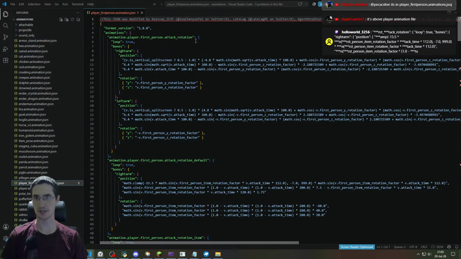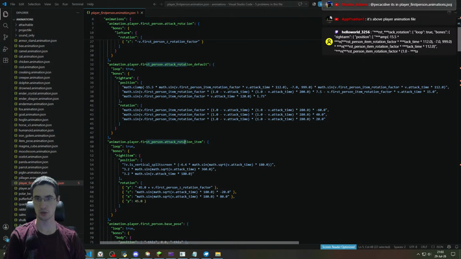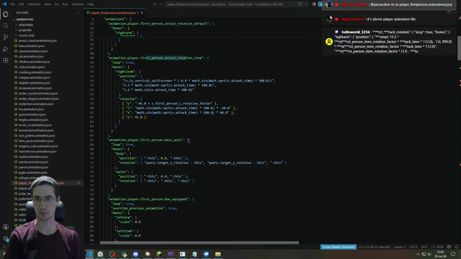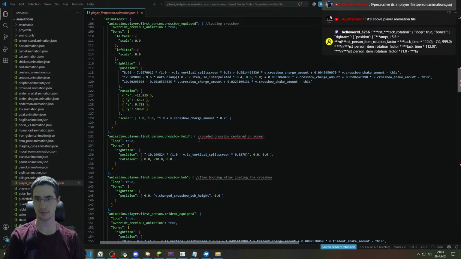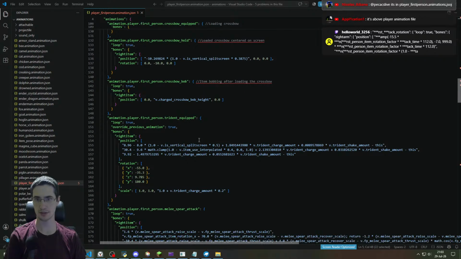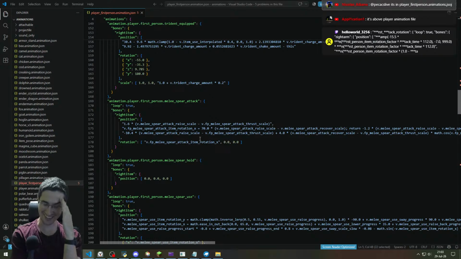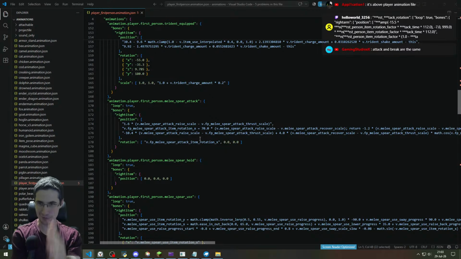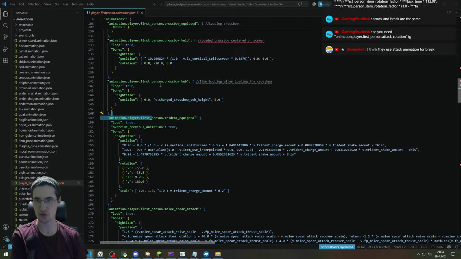First person animation. Nice. First person attack rotation. Interesting. This is attack. First person attack. First person rotation item. Base pulse. Bow equipped. Crossbow equipped. Crossbow hold. Trident. Bro, chat, do you know what this means, chat? This file makes it extremely easy for us to add trident, for us to add crossbow, for us to add whatever we want. This is extremely useful.